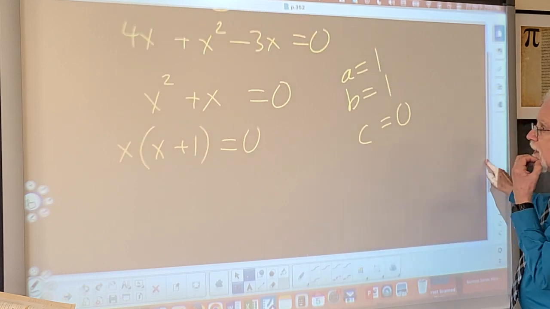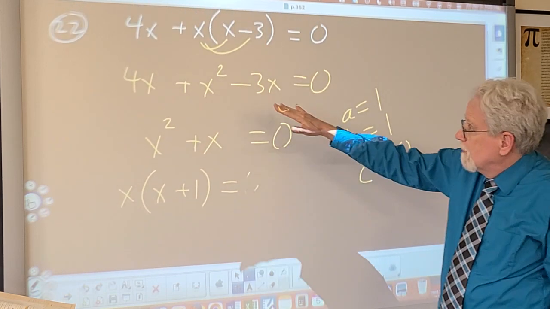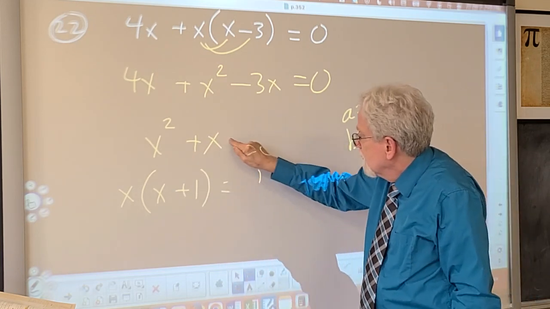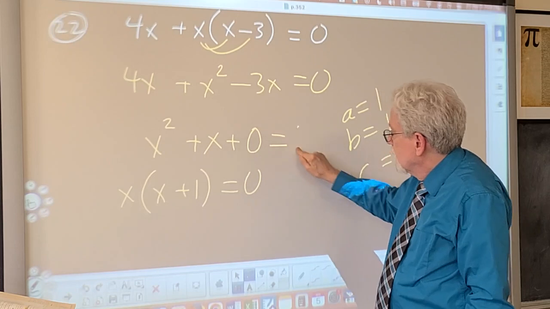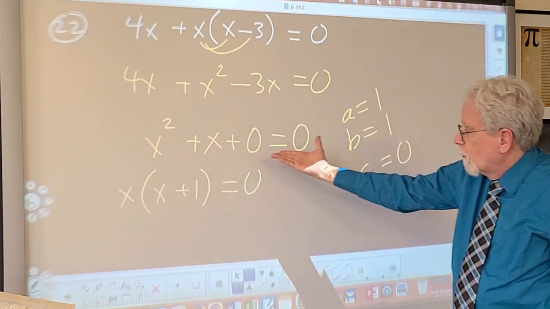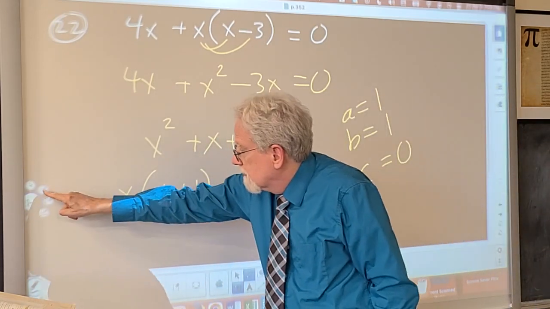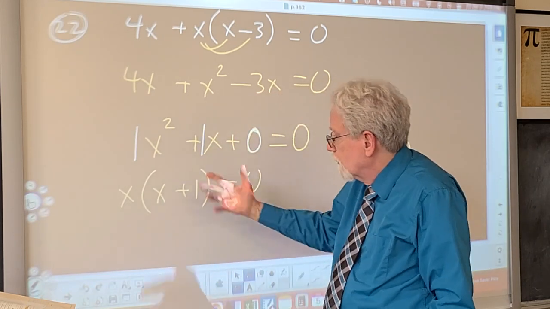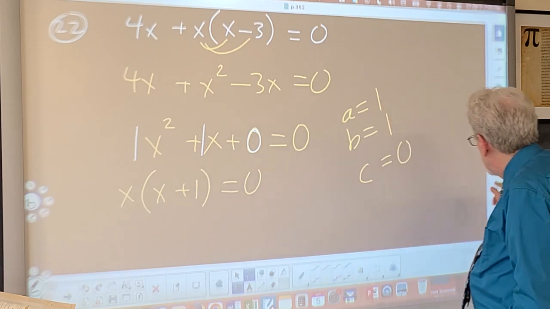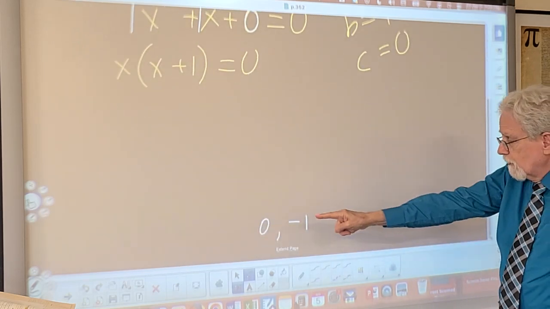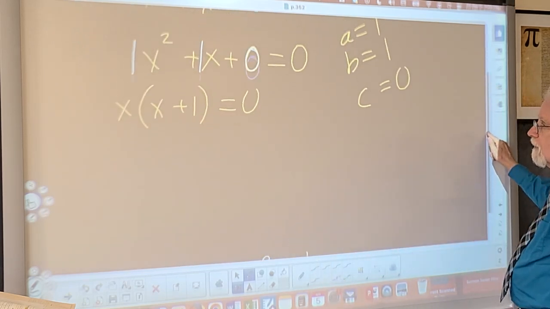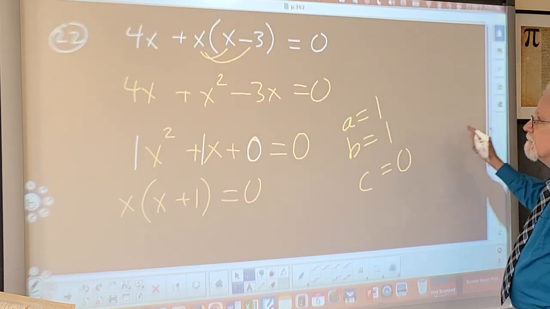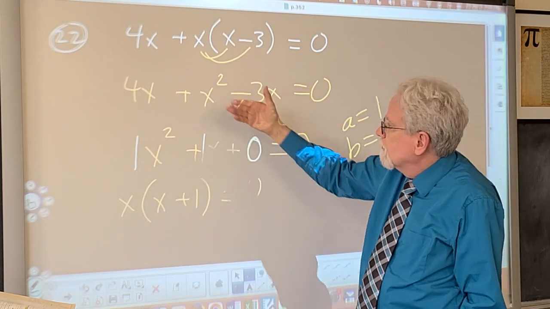But if you put it in standard form, as we've done here, recognizing that c is 0, and plug all this stuff into the quadratic formula, just like always, a is 1, b is 1, c is 0, you will indeed get 0 and negative 1 as your answers. Nice. Interesting little problem there. You had to multiply this out to get standard form.